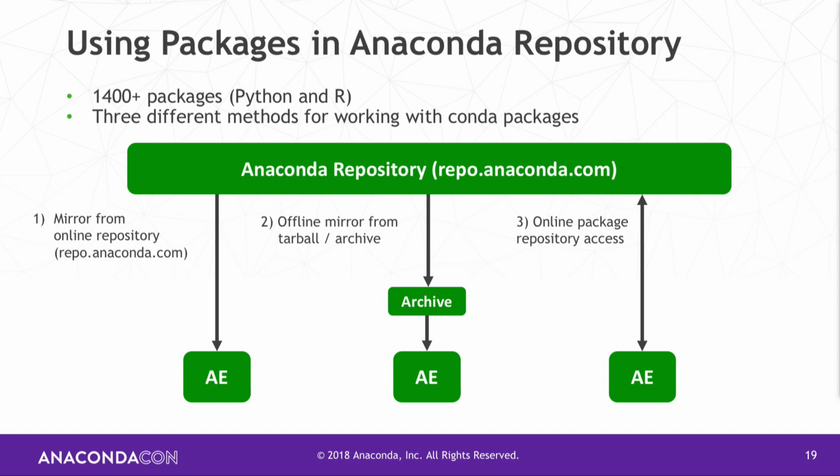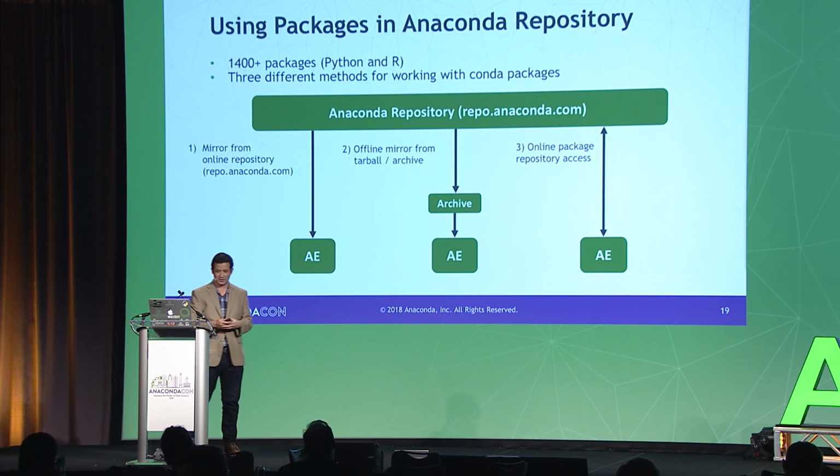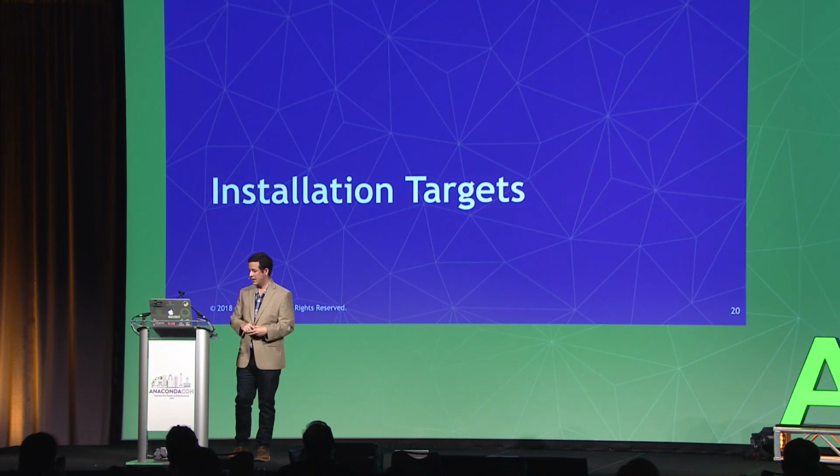The third scenario is online package repository access. This means that you're installed in the cloud or an internet-connected machine, and you actually are okay with users connecting directly to the repository, doing what they're used to doing with Anaconda. This is a little more rare, but in that case, they may be using other parts of Anaconda Enterprise for governance and security and versioning.